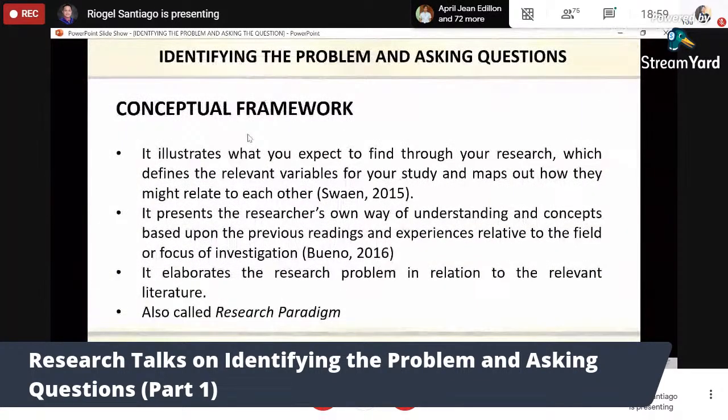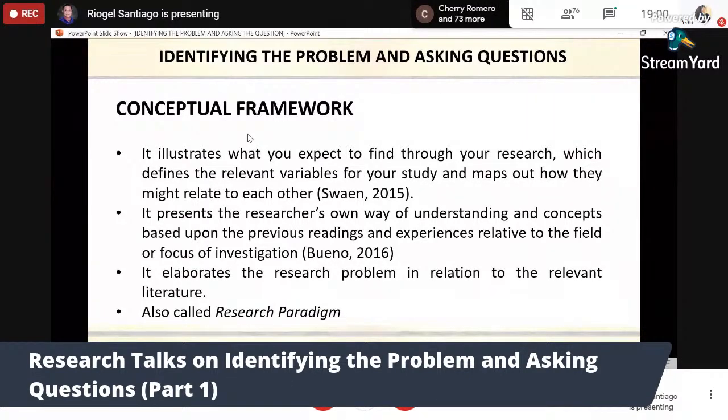Next, let's have this conceptual framework. According to Swain, it illustrates what you expect to find through your research, which defines the relevant variables. Now, ano na naman ang keyword natin dito? The keyword here is variable. Relevant variables. Upon reading this, no, upon defining the conceptual framework, makikita natin that on this part, we are trying to relate the variables on each other.